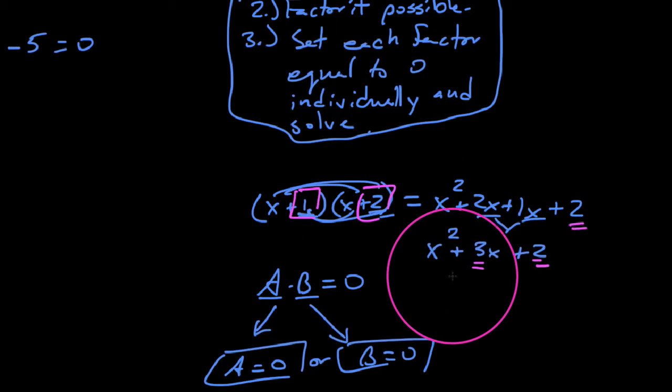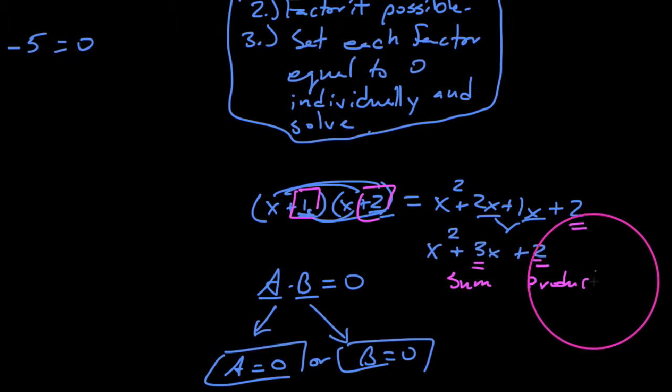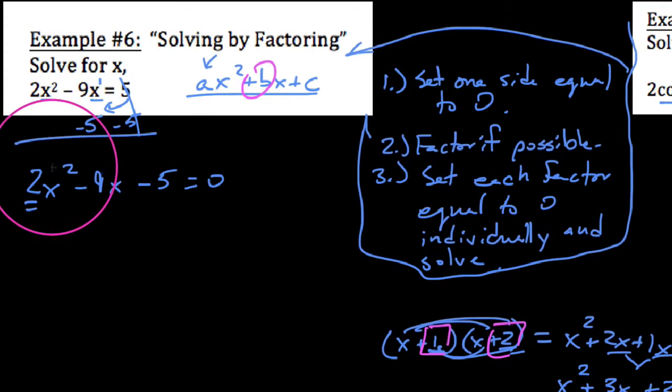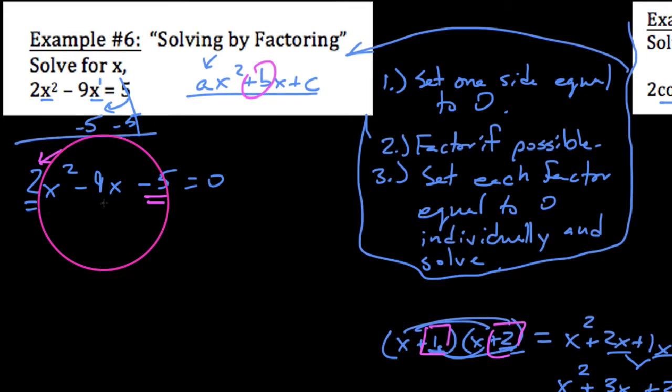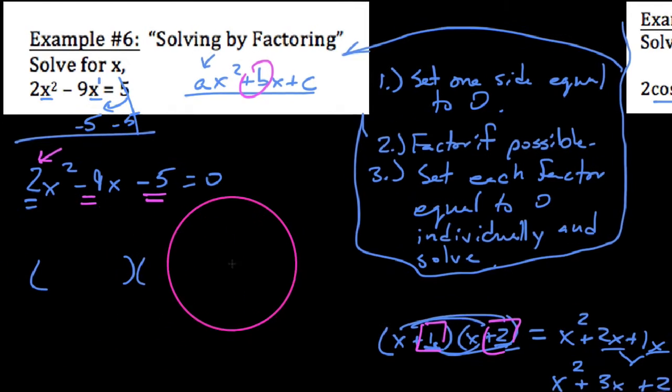So we're looking for two numbers that sum up to the b term, but also have a product of the c term. They multiply out to be the last term and add up to be the middle term. When your a value is not 1, though, that becomes an impossible thing to do. We can't just say, can you think of two numbers that multiply out to be -5 that add up to be -9? So we're going to do a little bit of guess and check.